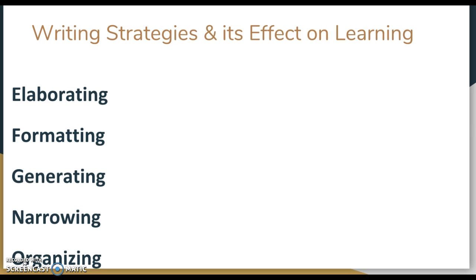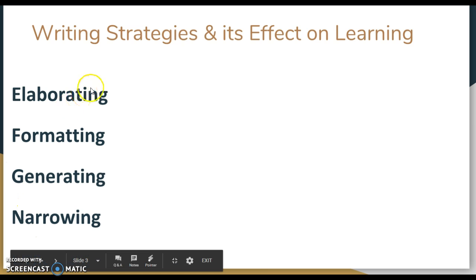After, I would talk about some of the writing strategies that Gail Tompkins talks about. So Gail Tompkins considers the writing strategies: elaborating, formatting, generating, narrowing, and organizing. Now, these 5 strategies are metacognitive and cognitive strategies that help regulate thought process. As you saw earlier in my video, Gail Tompkins is all about process and product. So this is the process that she talks about, these strategies, and these strategies allow students to reflect on their thinking and ultimately allow them to enhance their writing skills.